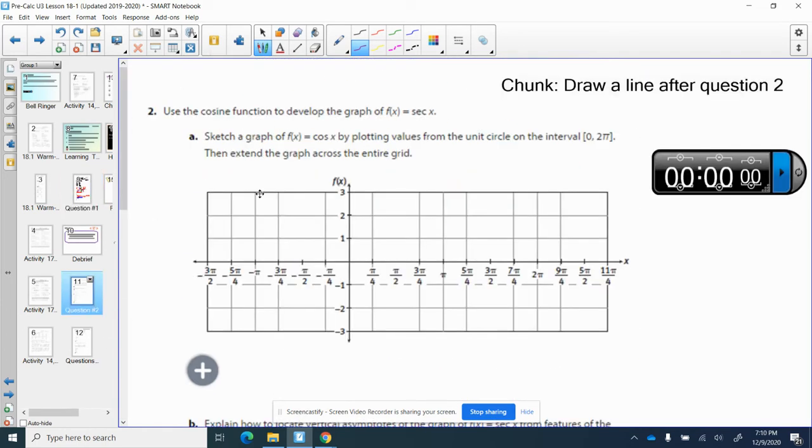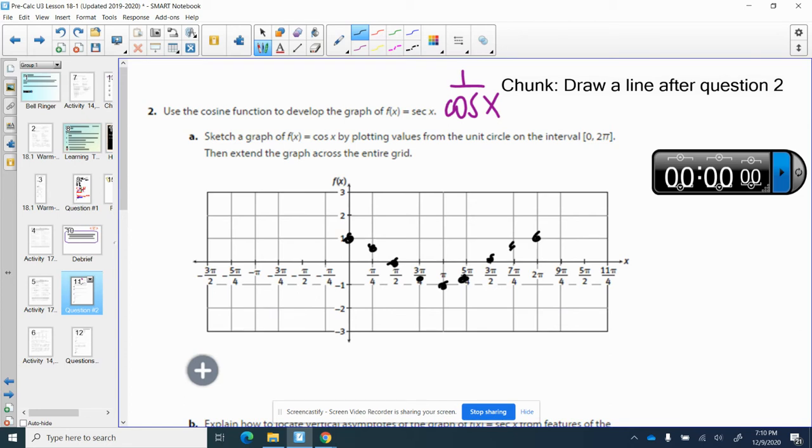Now, moving on from there, on the next page, we want to talk about our secant graphs. Secant graphs relate to our pal cosine, right? 1 over cosine of x is going to be our reciprocal function secant. So like the last graph, let's start by graphing our lovely parent function of cosine, because secant goes with cosine.